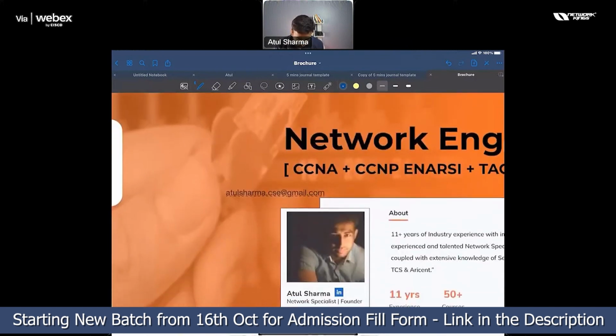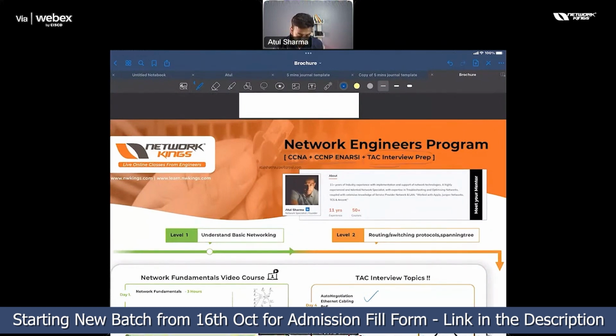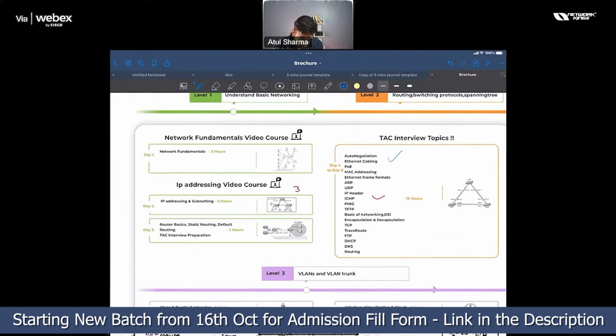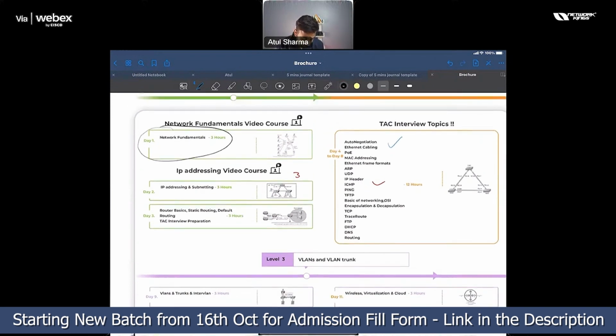This is what we call the network engineer program: CCNA, CCNP and RC plus TAC engineer preparation, where you can be ready for the TAC interview. On day one, we will cover network fundamentals, like what is a router, switches and all. After that, we will discuss IP addressing in detail and subnetting, like how big companies divide their company network into smaller parts.